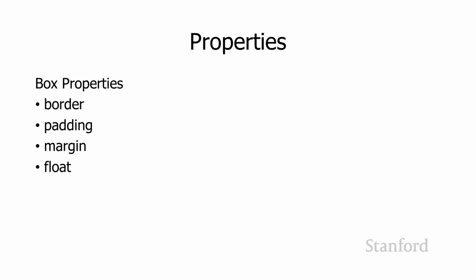You can also move elements to the left or the right of the web page and have text flow alongside on the opposite side of the web page. This is called float, and again, we'll see this in detail when we go over images. Okay, so that kind of gives you an idea of the sort of properties that are out there.